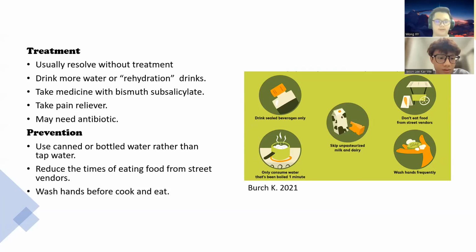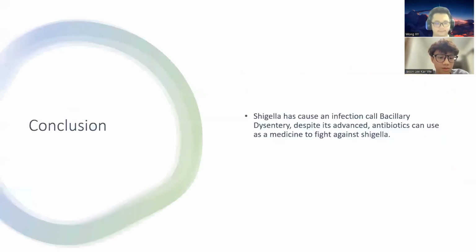Prevention. Use canned or bottled water rather than tap water when you choose your drinking water. Reduce how often you eat food from street vendors, as it may pose health issues because of the dirty food. And lastly, wash hands before you cook and eat.